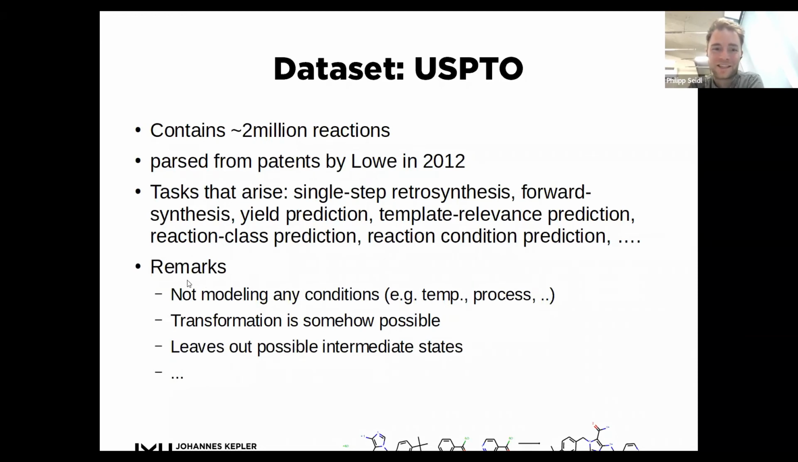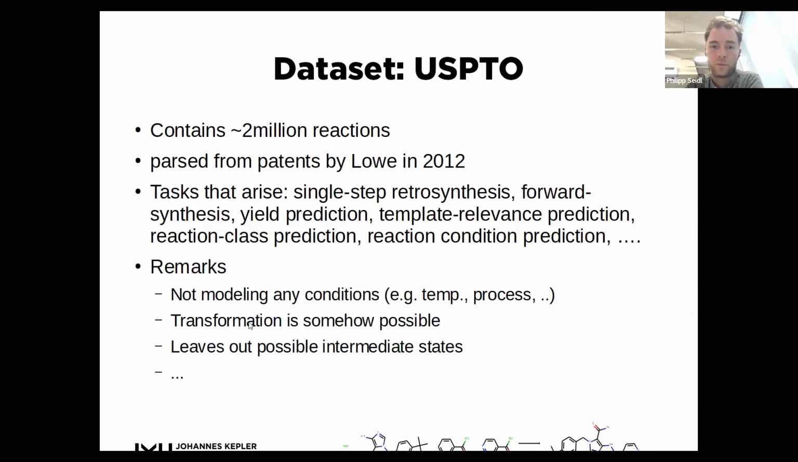This is actually a very important remark. Currently, most approaches don't model any conditions. These reactions only happen under certain temperatures, and there has to be a certain process involved. As of now, this is not modeled. It also tells us that this transformation is somehow possible, so we know there are some conditions under which this reaction might occur. And it leaves out possible intermediate states: we can only measure what happens at the end, and there might be intermediate states which are not captured.